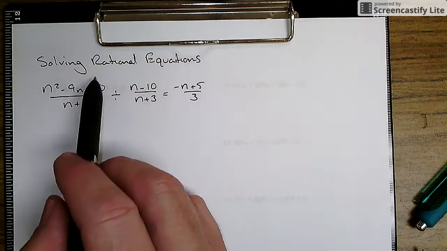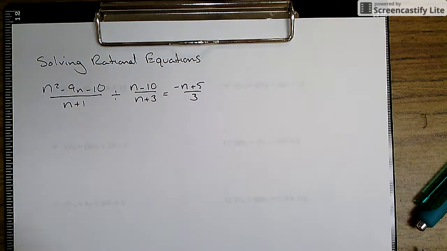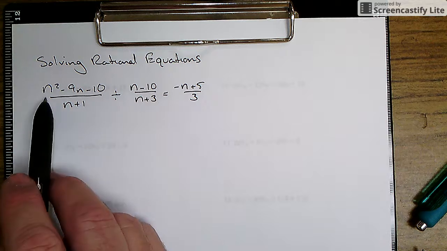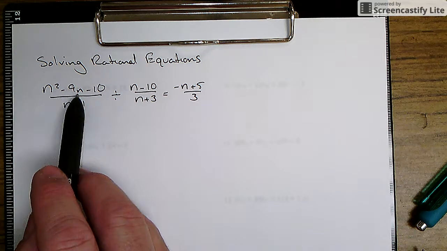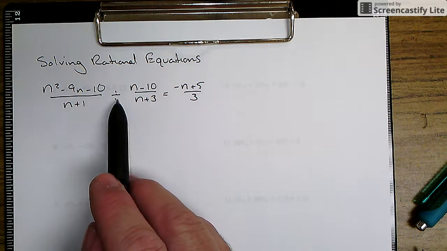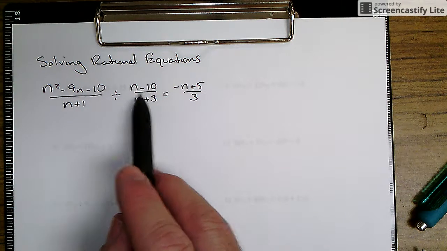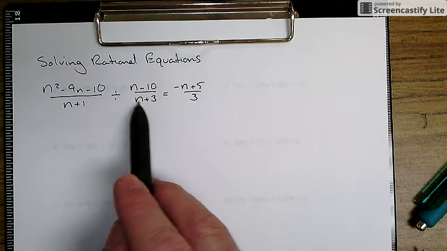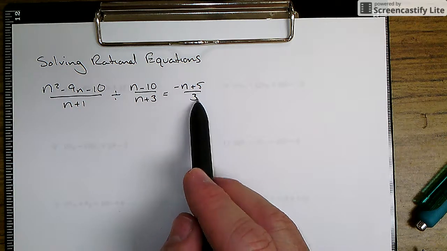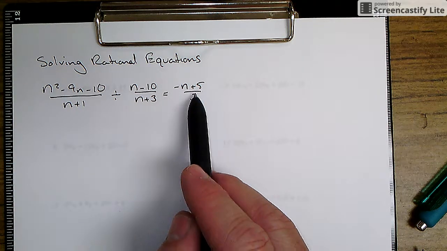Okay, so let's take a look at solving rational equations. So how do we solve an equation that involves rational functions? In this case, we have (n squared minus 9n minus 10) over (n plus 1), so a rational function, divided by (n minus 10) over (n plus 3), so another rational function, equaling (negative n plus 5) divided by 3, which is a linear function.